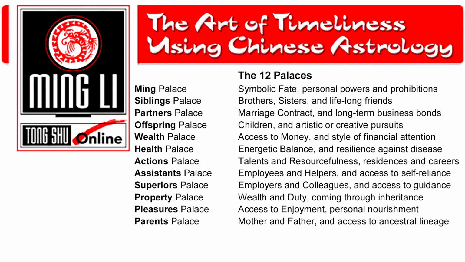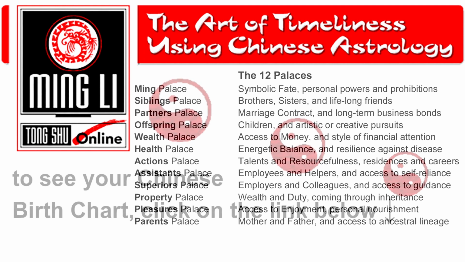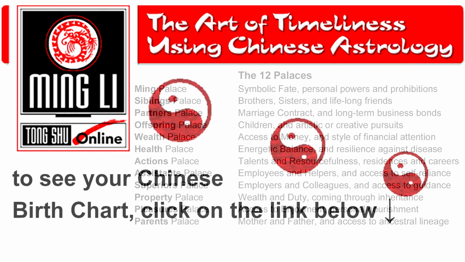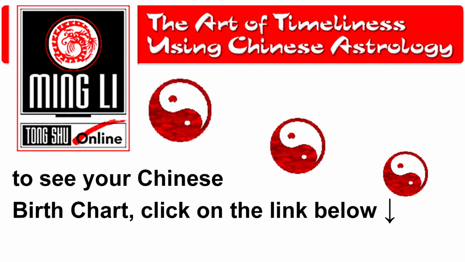The Partners Palace, which concerns marriage contract and long-term business bonds. The Offspring Palace, which concerns children and artistic or creative pursuits. The Wealth Palace, which concerns access to money and style of financial attention. The Health Palace, which concerns energetic balance and resilience against disease.